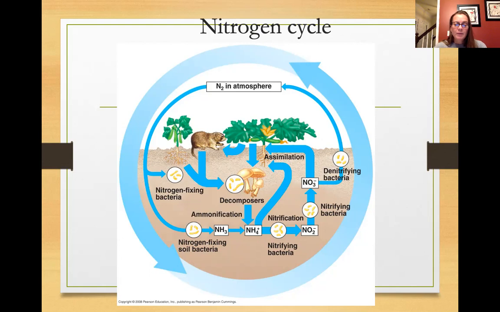The final piece of the nitrogen cycle is something called denitrification. So denitrification is where denitrifying bacteria transform nitrates and nitrites back into atmospheric nitrogen gas, so gaseous nitrogen. This process normally takes place in oxygen poor soils, so these would be waterlogged soils.